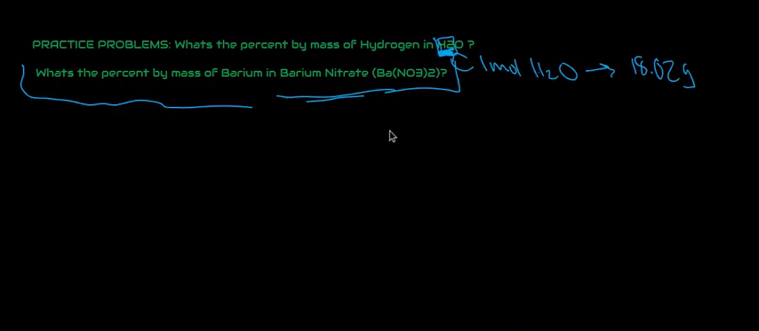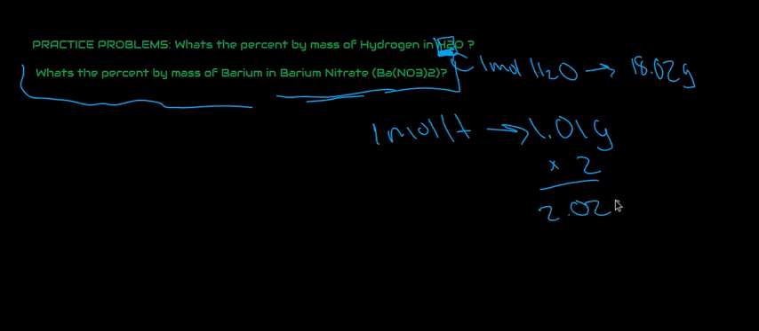We have 2 moles of hydrogen because it's H2. 1 mole of hydrogen is 1.01 grams. If I have 2, then it's 2.02 grams. We know that 1 mole of oxygen is 16 grams, and there's only 1 because it's only 1 O here. So if you add that together, then you get 18.02.